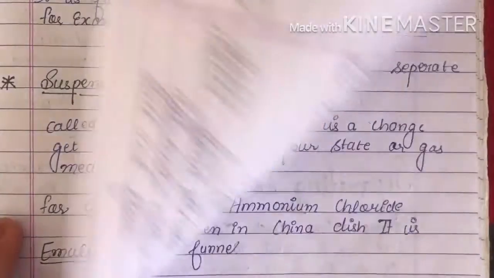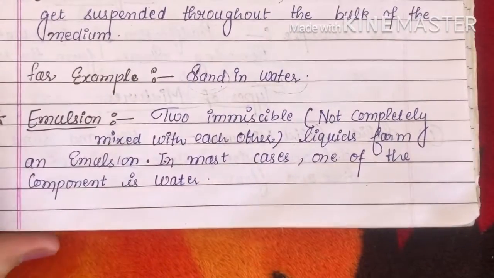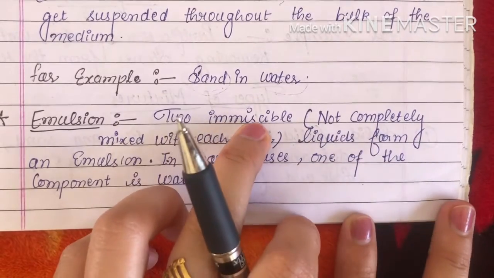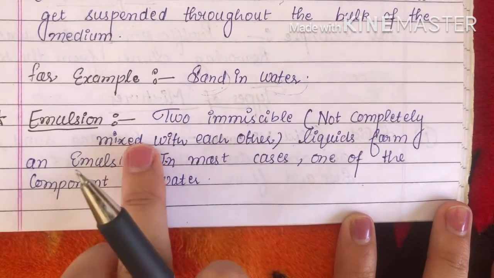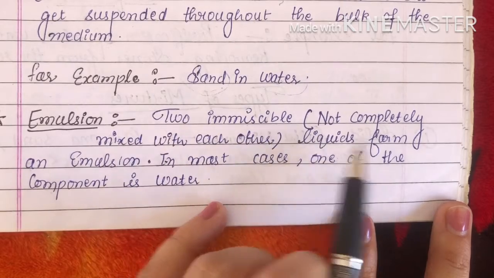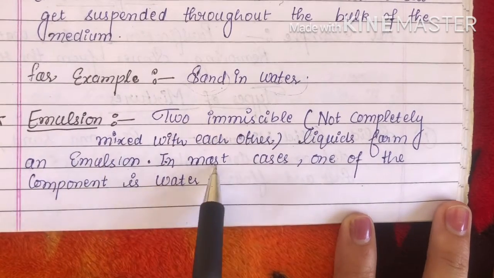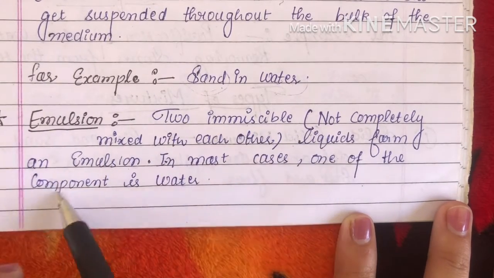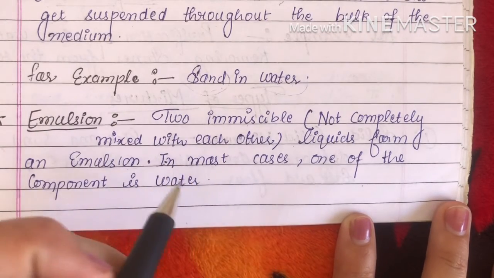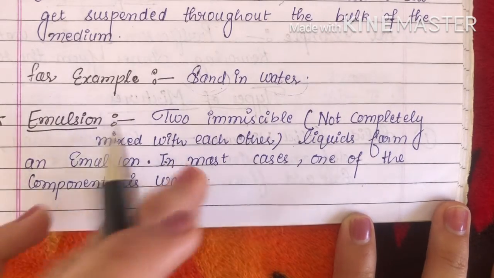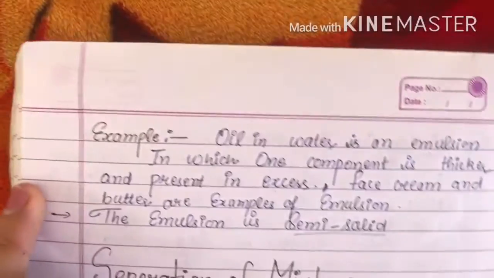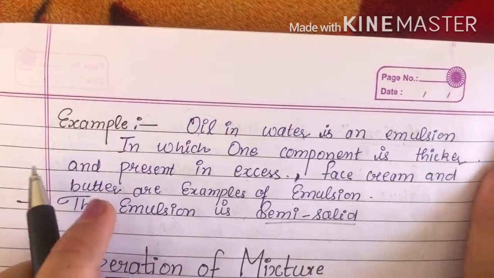So next is the emulsion. Two immiscible liquids form an emulsion. Immiscible means they are not completely mixed with each other. In most cases, one of the components is water. We already saw here that the solvent always acts as water. So next is the example of emulsion.